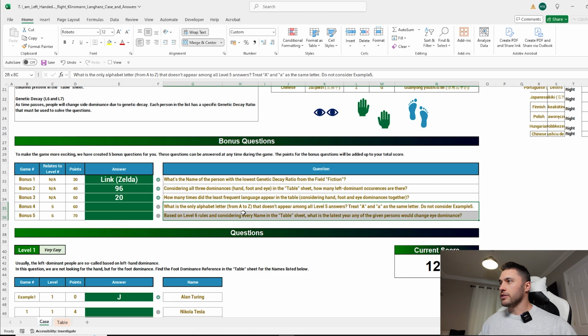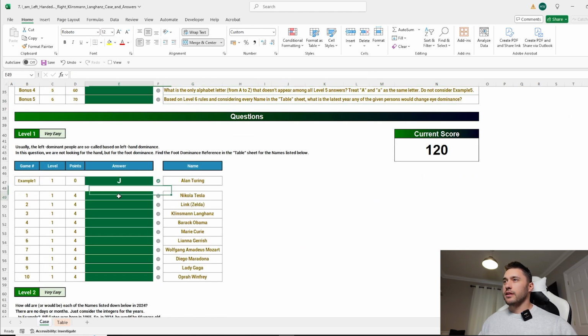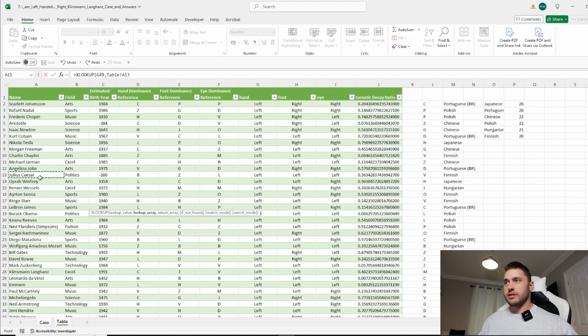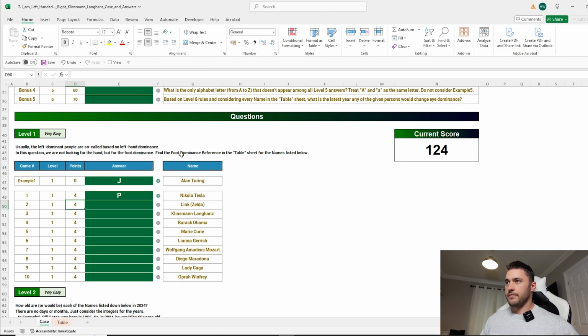And then we need level 5 done to answer that, and level 6 done to answer that. So let's get into this. Looking for the foot dominance of the person. So that's a simple XLOOKUP this person in our table and return me the foot dominance. Done.